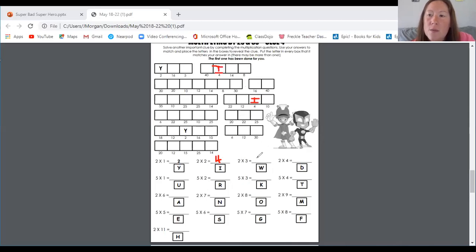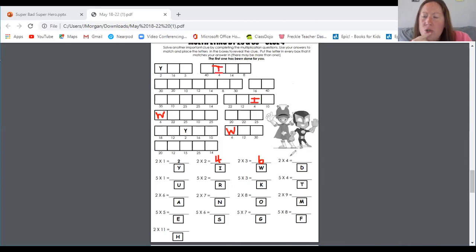2 times 3. Well, if I skip count that, 2, 4, 6. You got it, friends. So every time I see the number 6, it is a W. Let me find my 6s. I was starting to think we didn't have any, and it was a trick. There's one W, and here's another W. And I think that's it.